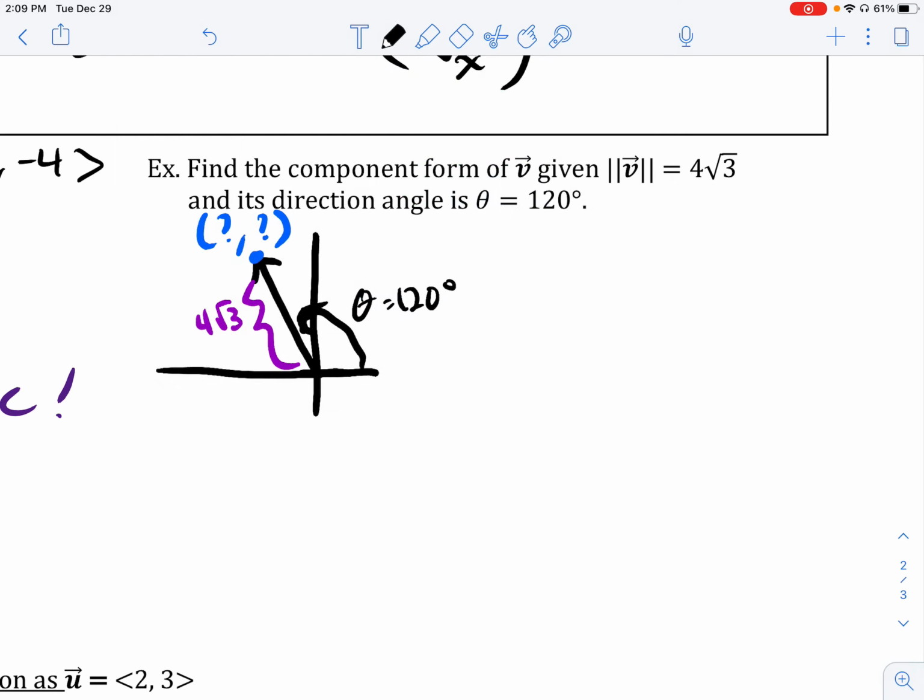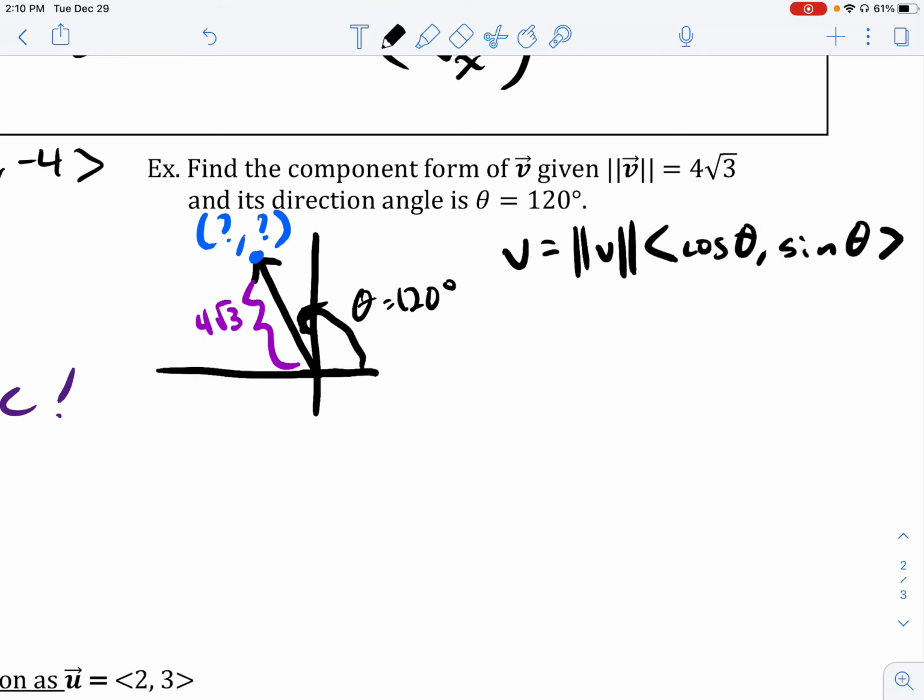Well, how would we go about doing this? We would say vector v is equal to its magnitude times the trig functions, specifically cosine and sine, of that angle. Because we know that the magnitude of v multiplied by <cosine of theta, sine of theta>. Pause and think about why this is the case.